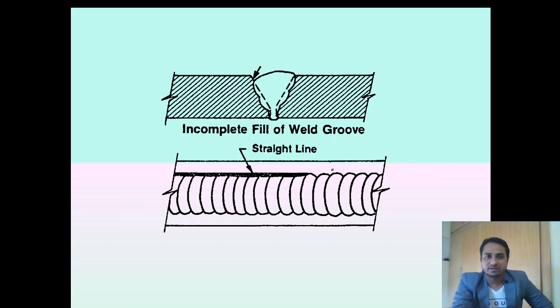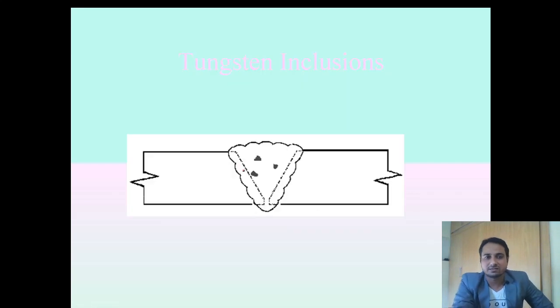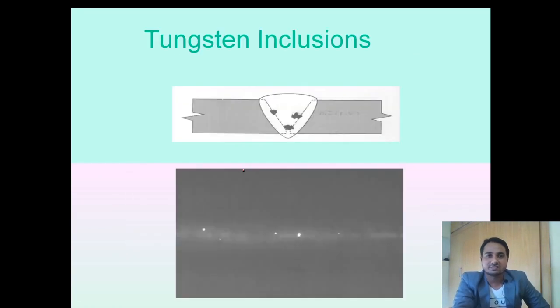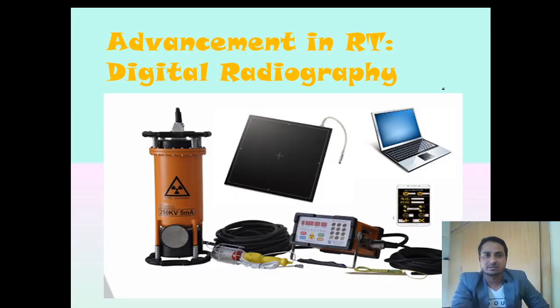Then incomplete fill means here we have not filled properly, meaning we have not fused this portion. Then this will be a straight line, incomplete fill. Then we have seen tungsten inclusion, very dark lines in the tungsten inclusion like this. So these are the tungsten inclusions. The tungsten tip of the TIG electrode breaks down and gets fused in the weld.